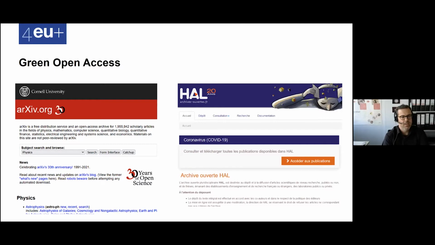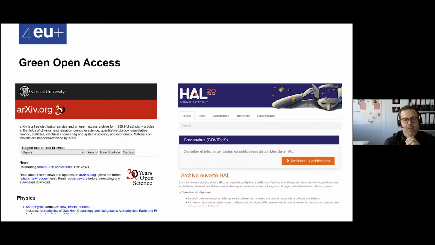But there are also different kinds of services, and this has also had some uptake in other disciplines. So disciplines like biology or medicine are also starting to have these kinds of preprint servers, like bioRxiv, for example, for biology.